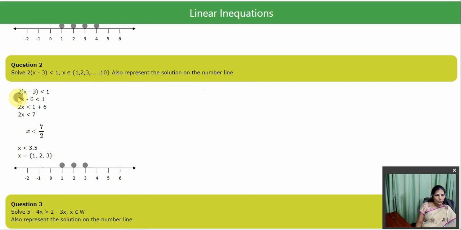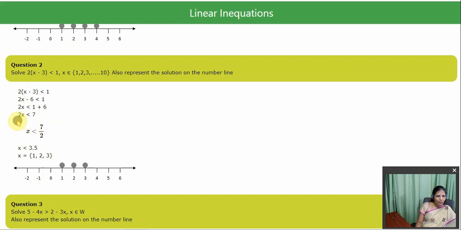Now this question, 2 into x minus 3 is less than 1. We need to find out what is x. The same as the previous sum. Here you need to remove the bracket. Remove the bracket means you need to multiply with this 2 inside. So 2x minus 6 less than 1. So 2x is less than 1, this minus 6 when goes aside becomes plus 6. So 2x less than 7.